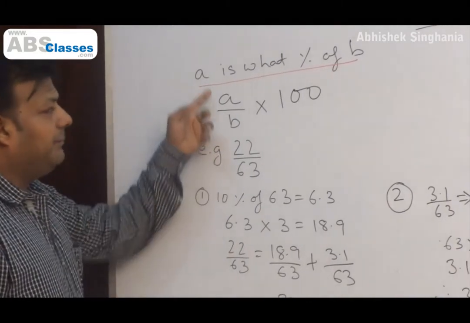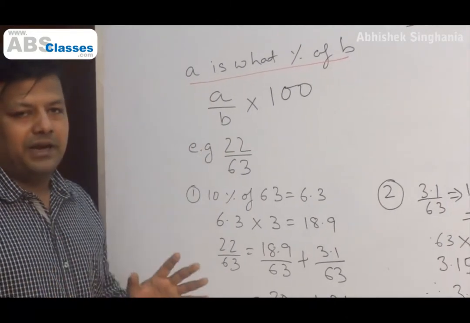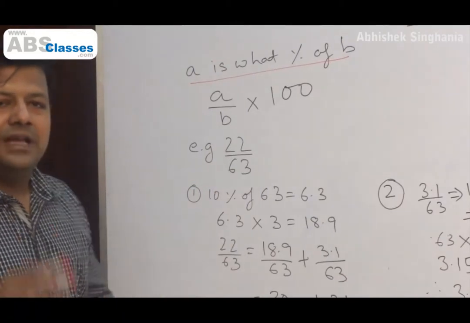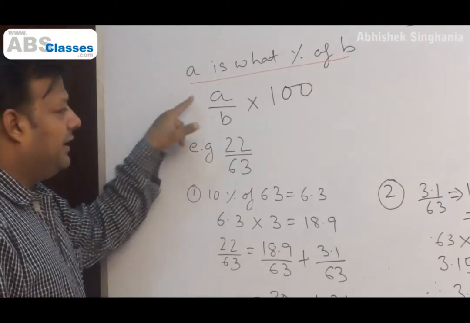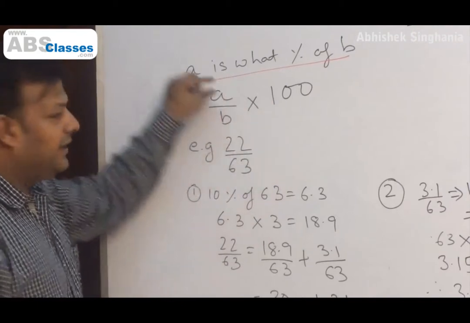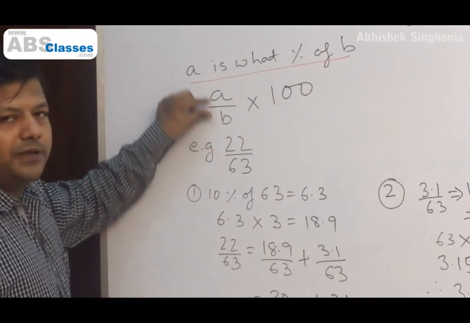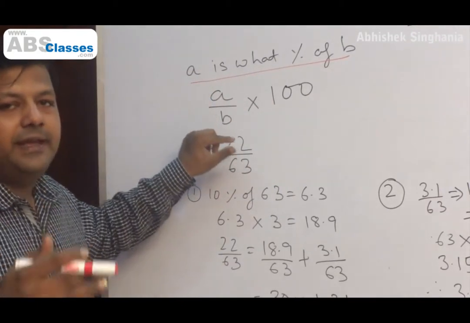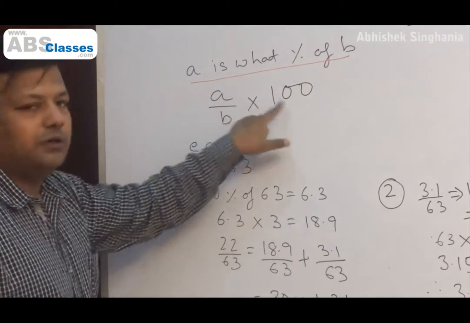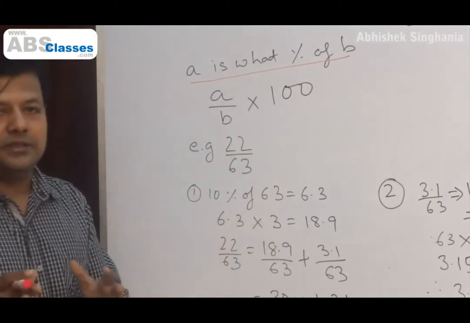The mathematical representation of this statement is very simple, and I'm sure all of you are comfortable with this. I've done this in school and colleges and all. A by b into 100. A is what portion of b. A is what fraction of b. A is what percentage of b, which means into 100. Let's take an example and understand this better.